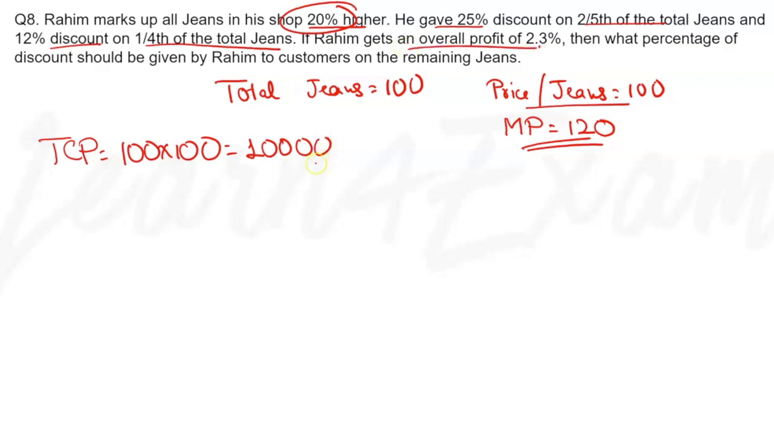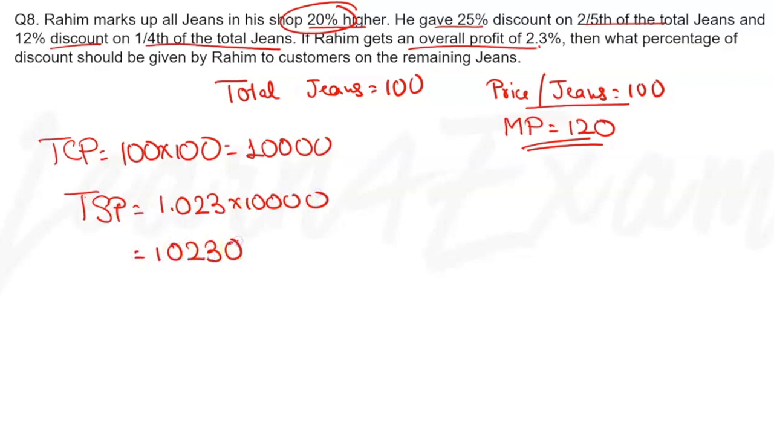So on this 2.3%, the total selling price has to be equal to 1.023 into 10,000, that is equal to 10230. On 2/5 he gives 12% discount, on 1/5 25%, and on 1/4 he gives 12%. 2/5 of 100 would be equal to 40 jeans and 1/4 would be 25 jeans, right?